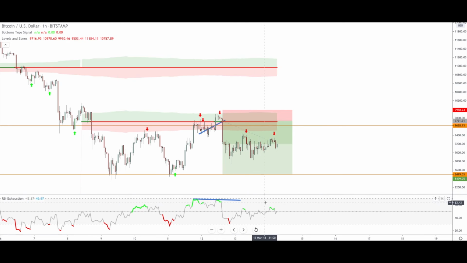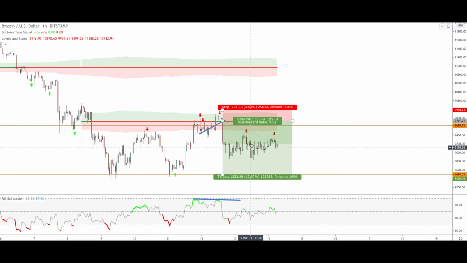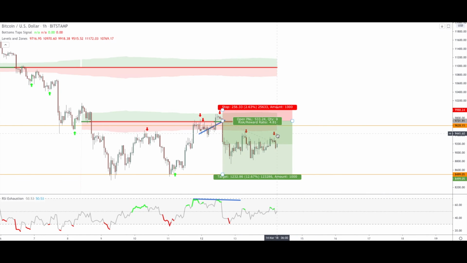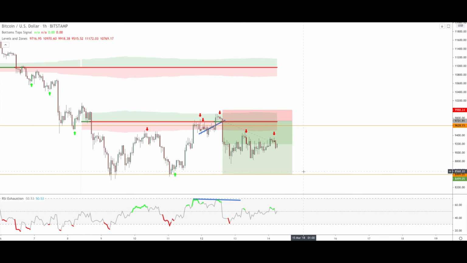I don't see anything wrong with the RSI compared to the price. It's just that the price is moving sideways, and so the trade is taking longer. But we can definitely expect the price to reach our level. Of course, if the price decides to go up, we are safe enough because we are at break even.